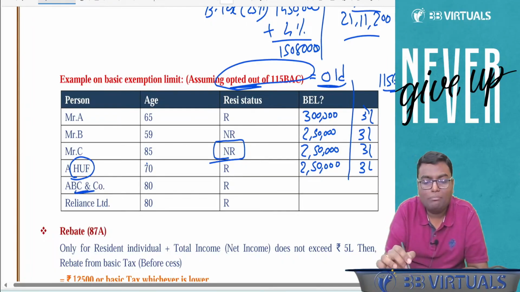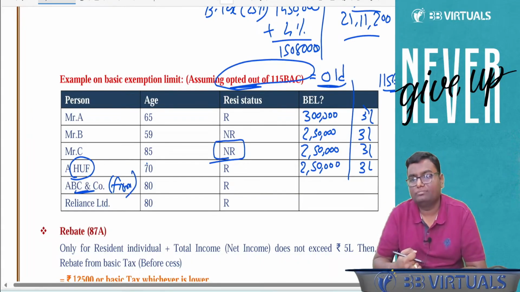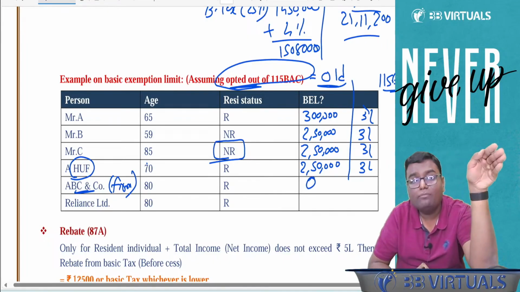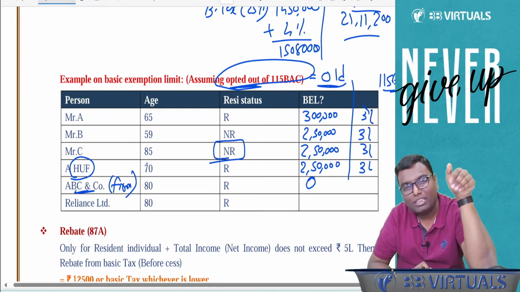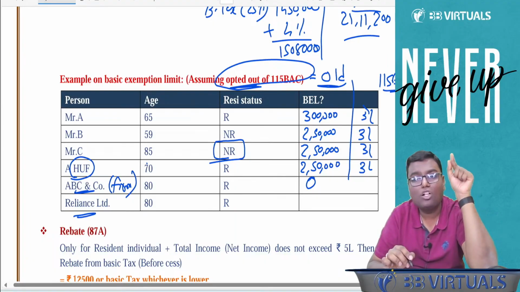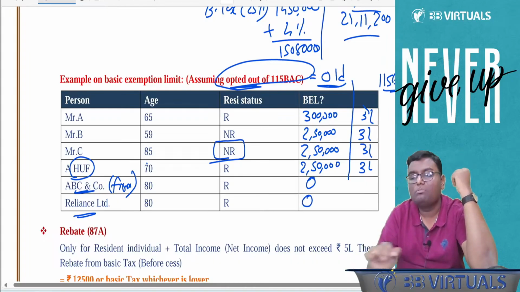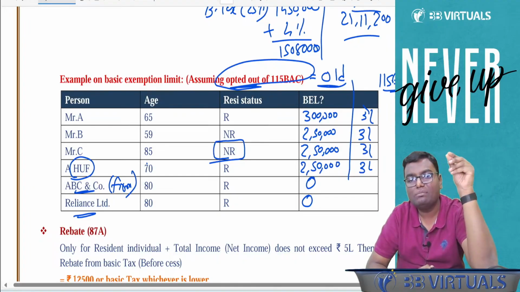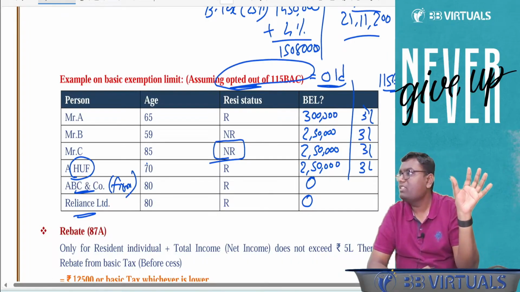Tell me, ABC and Company, can I say it is the name of a partnership firm? What will be the basic exemption limit? Zero. Because to a partnership firm, from the very first rupee, 30% tax rate is applicable. So ultimately, basic exemption limit will come to what? Zero. Reliance Limited, can I say it is a name of a domestic company? Tell me, what will be the basic exemption limit? Zero. Because again, from the very first rupee, either 25% or 30% tax rate will be applicable. Fine.